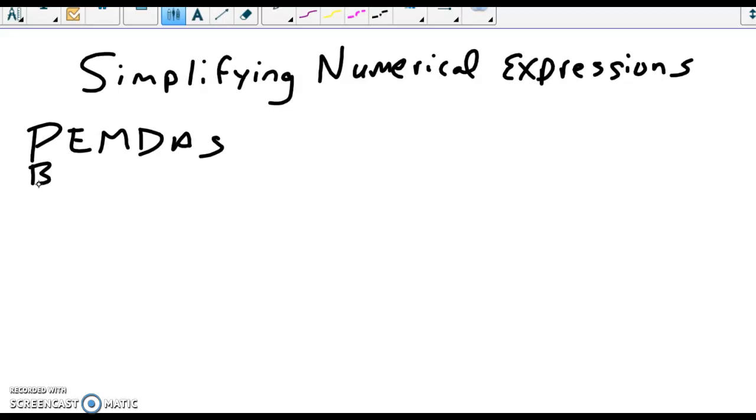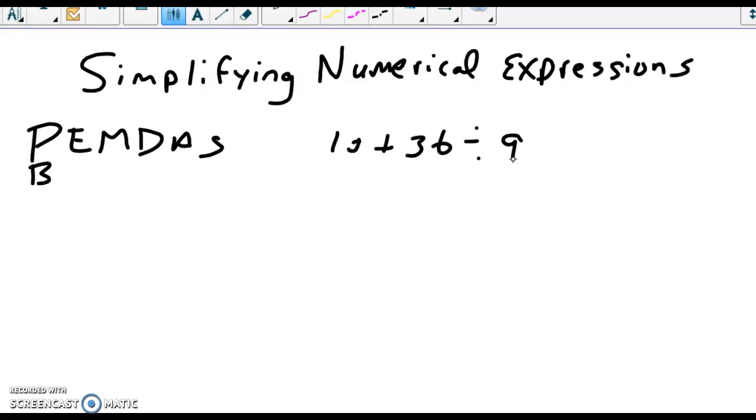So for example, let's do some here. If we have the equation 10 plus 36 divided by 9, we're following the rules of PEMDAS. Well, do we have any parentheses? No. Do we have any exponents? No. Do we have multiplication? No. But do we have division? Yes. So we do division first.